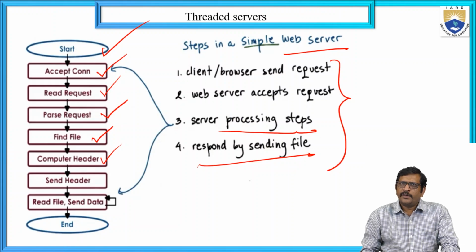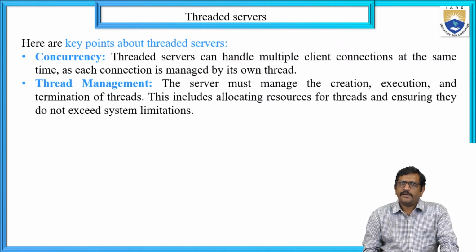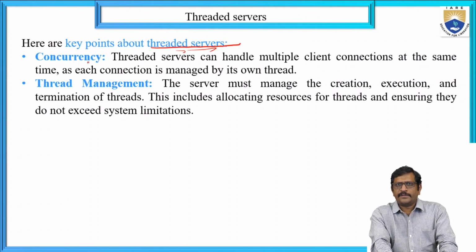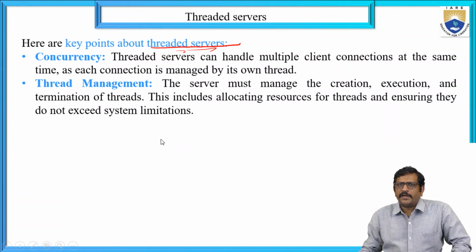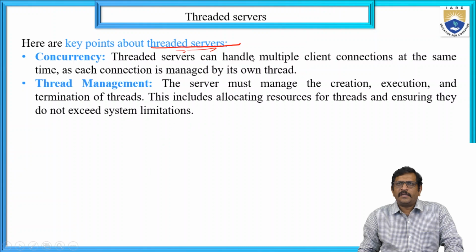We can improve the performance with threads. Here are some of the key points of a threaded server. The first one is concurrency. What is concurrency? Concurrency is nothing but handling multiple client connections at the same time. That means each connection is managed by its own thread. So it is concurrency.